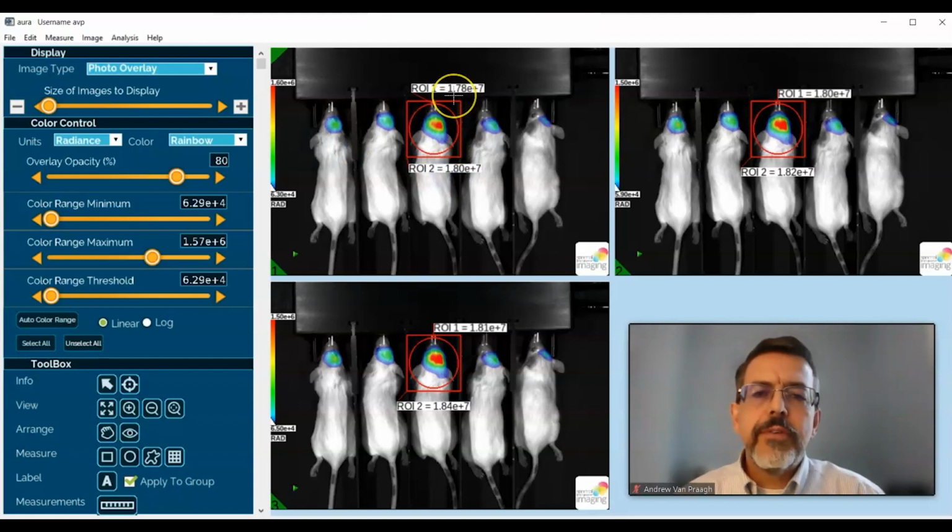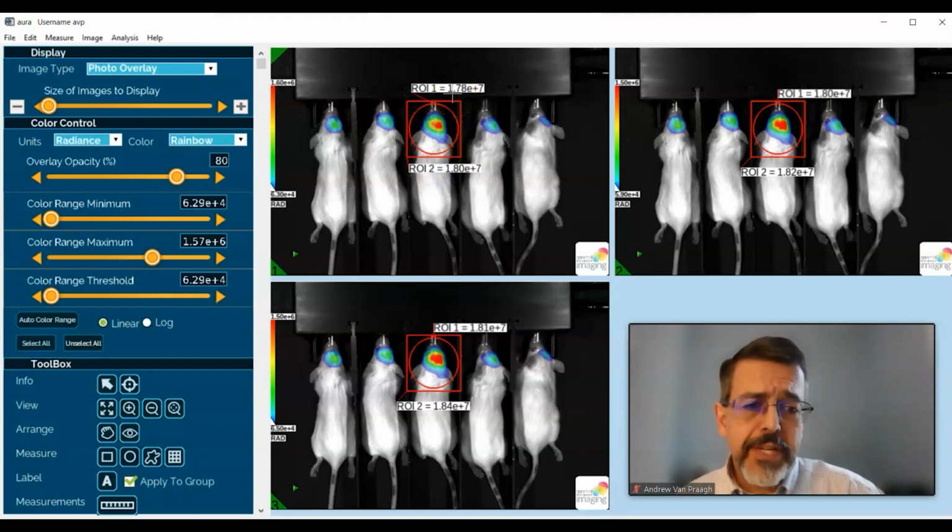The total signal, the total photons per second seen within the circular ROI versus the square ROI are 1.78 times 10^7 versus 1.80 times 10^7. Okay, a very minor shift, 0.02 times 10^7 in total photons per second. And the same can be seen in all three images here.